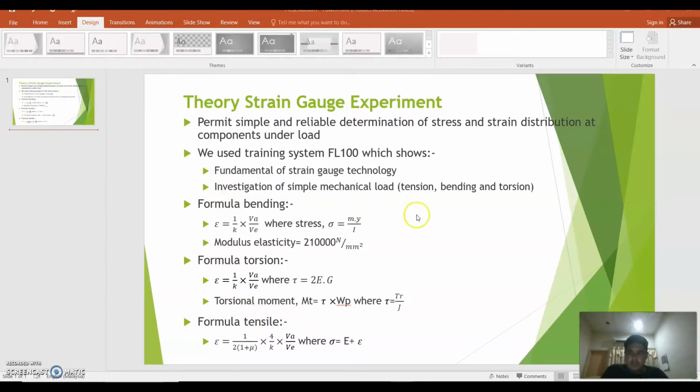Next is the formula for tensile. The formula is different from the bending and torsion formulas, where epsilon is equal to 1 over 2 times 1 plus nu times 4 over k times VA over VE, and the stress is E times epsilon. That's all.